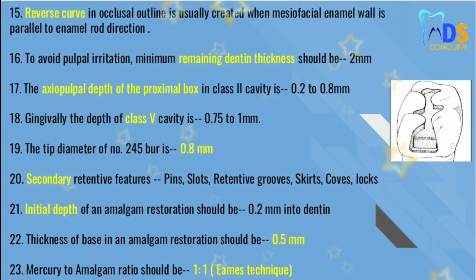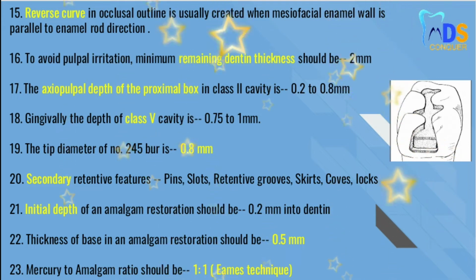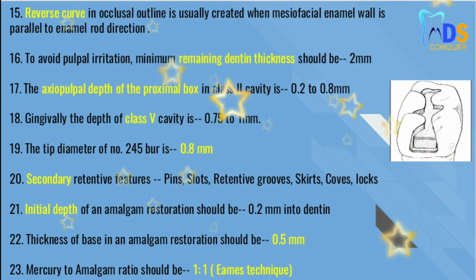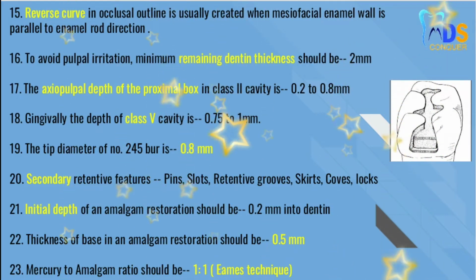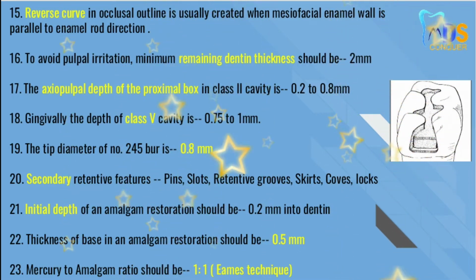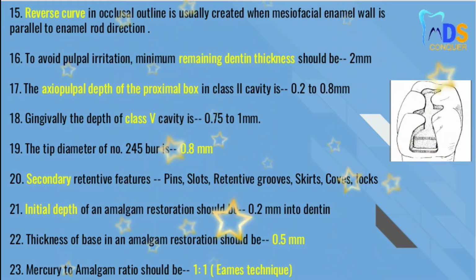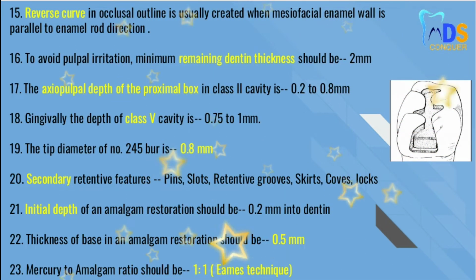Point number 15, reverse curve in occlusal outline is usually created when mesiofacial enamel wall is parallel to enamel rod direction. Point number 16, to avoid pulpal irritation, minimum remaining dentin thickness should be 2 mm.